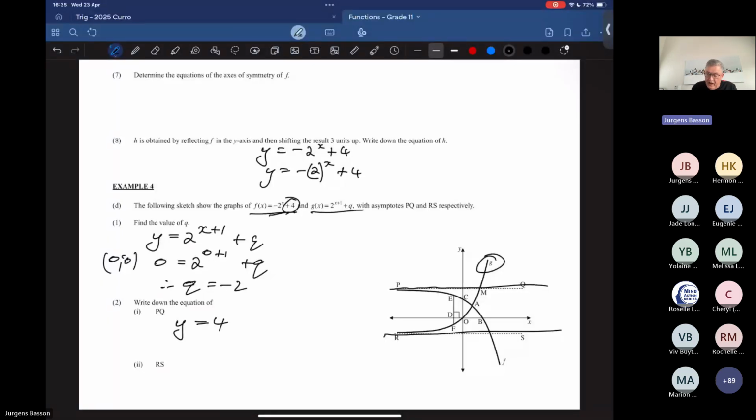And then we do the same with RS. And RS is the asymptote of the G graph, and we just found that q value, and that equation is y equals negative 2, because this is at negative 2, and that is at 4. So quite nice, these questions, I think.